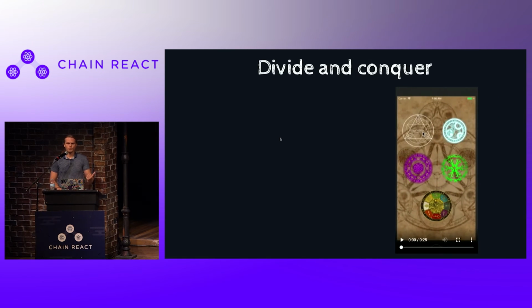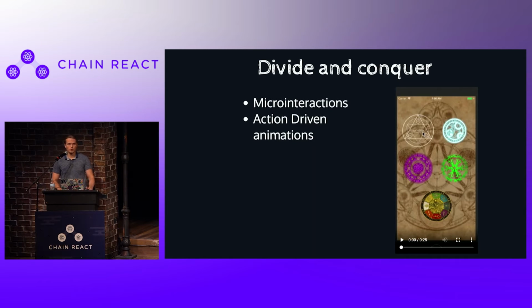The main concept in creating animations in React Native is divide and conquer. You need to separate what styles are changing and go one by one and understand what's going on. So we have micro-interactions here, right? We've seen them, tiny bouncing icons. And we have action-driven animations, because when I tap on the glyph, I get to another screen with different interactions. We have screen transitions, and we have the so-called shared element.